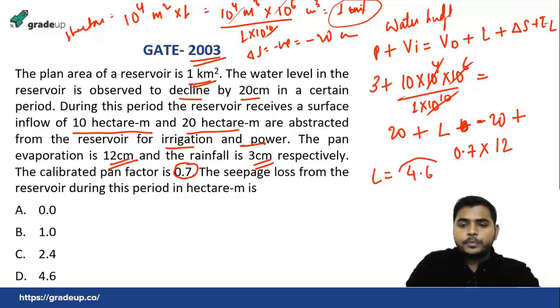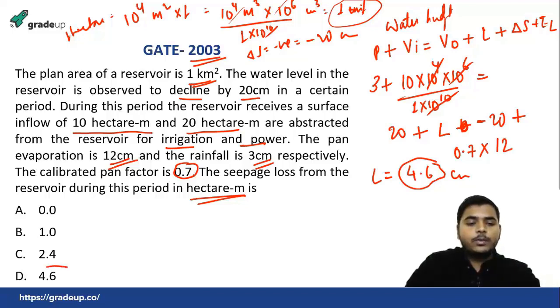This will be in centimeter. Now this again you have to calculate in hectare meter. So 4.6 centimeter as 1 hectare meter is the same as 1 unit of this rainfall. So 4.6 will be the only answer. Or you can convert it by multiplying by the area and getting the volume in hectare meter. This will be the same as 4.6. So the correct option is 4.6.